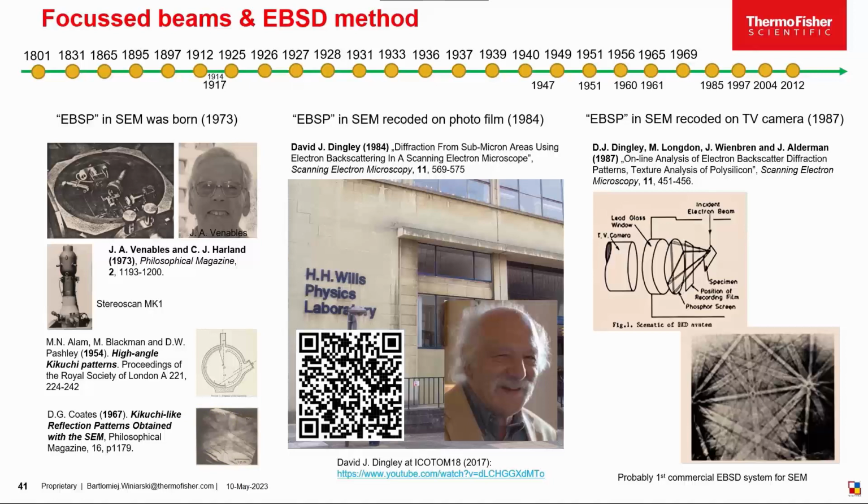The onset of modern EBSD methods is dated back to the mid-1980s and associated with the research work of David Dingley and co-workers. First EBSPs were recorded on a photofilm and later on a TV camera in 1987. At the time, the crystal orientations from the Kikuchi patterns were solved manually.